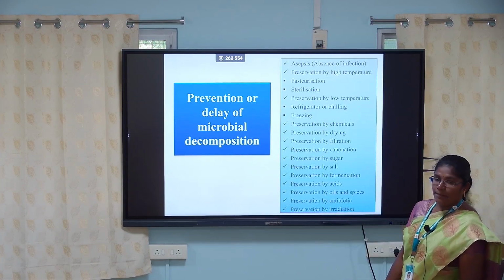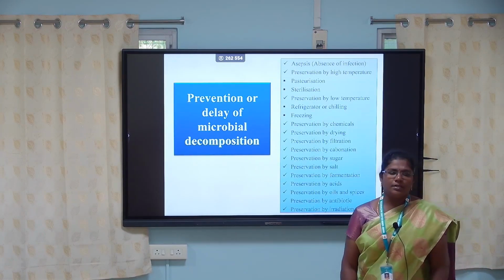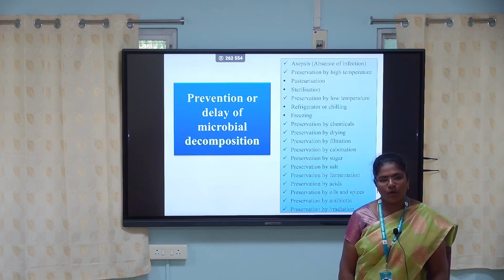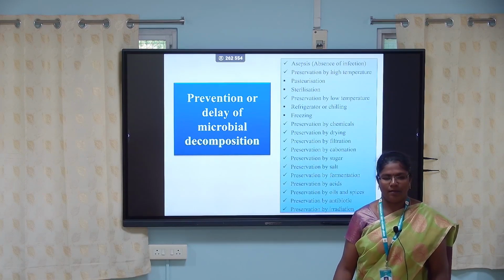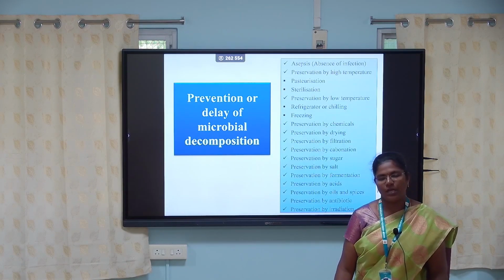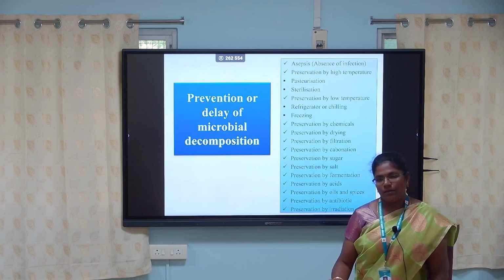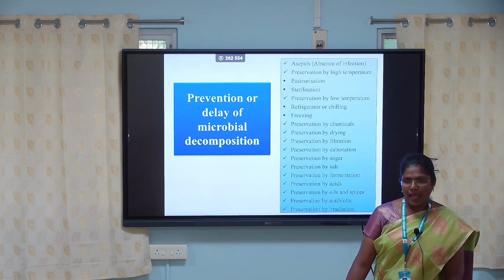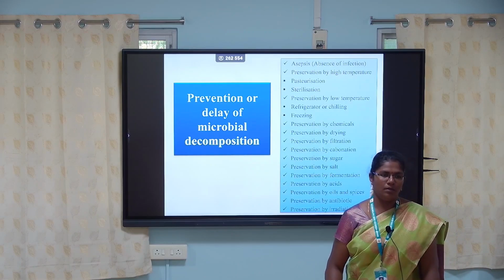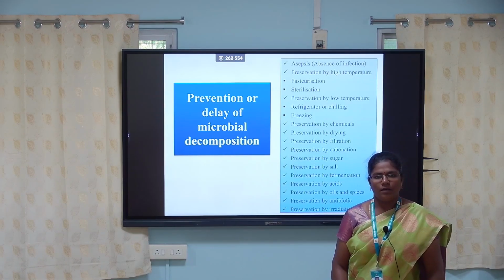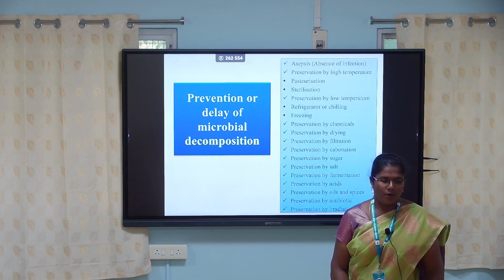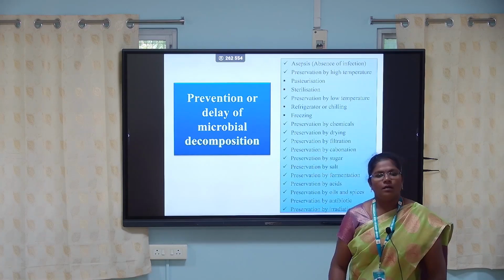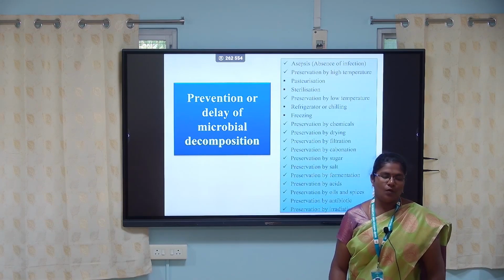So, next is preservation by chemicals. Nowadays all the food products which we are getting from the market have some preservatives, that is, some chemicals present in the food products. Even the packed food products contain chemicals. Generally in the field of fruits and vegetable processing, benzoic acid and sulfur dioxide are used.